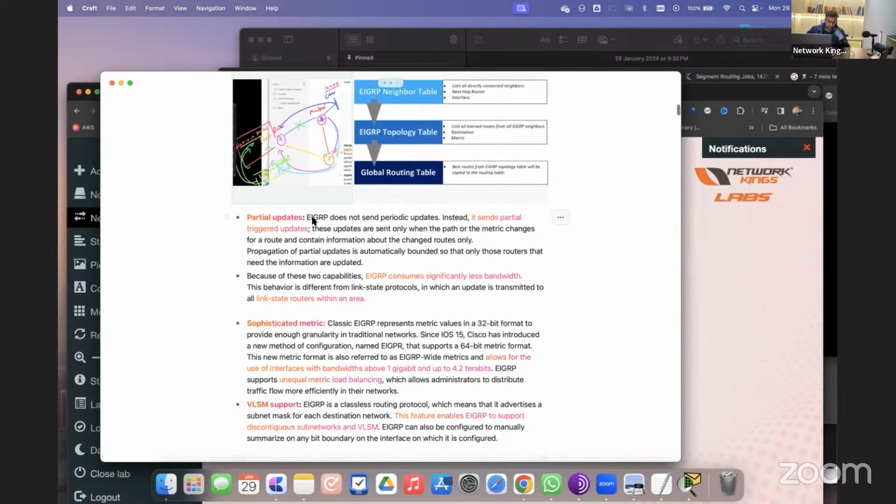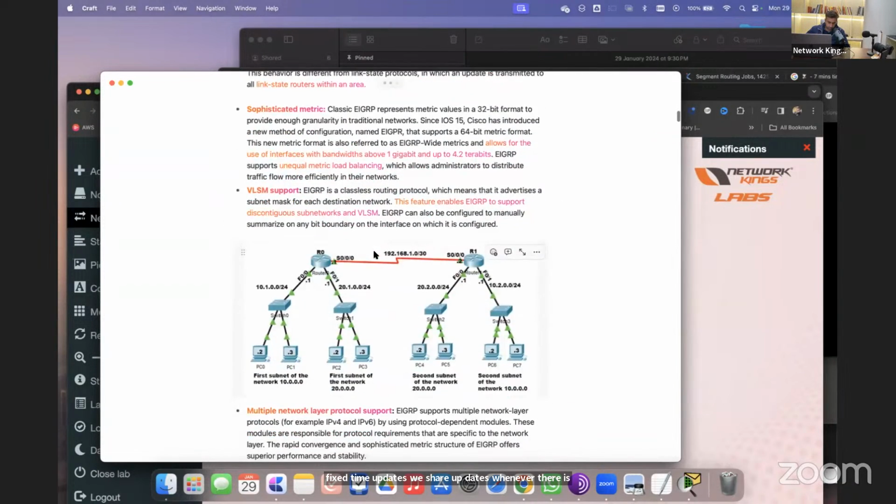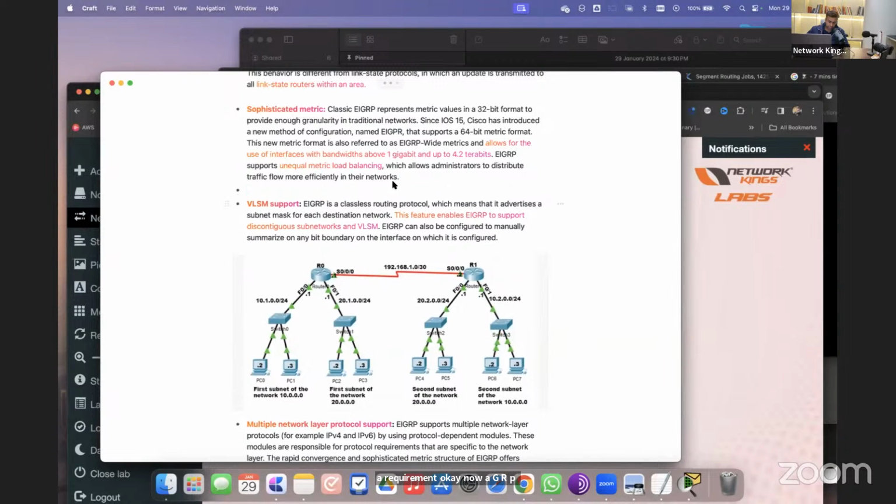Partial updates: we do not send fixed-time updates. We share updates whenever there is a requirement. Now EIGRP has subnetting support. It has a metric also, which we will discuss in the FD and AD class. We have subnetting support also, which is called VLSM.